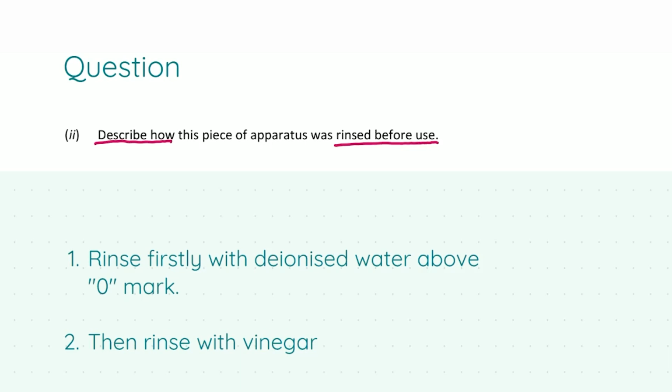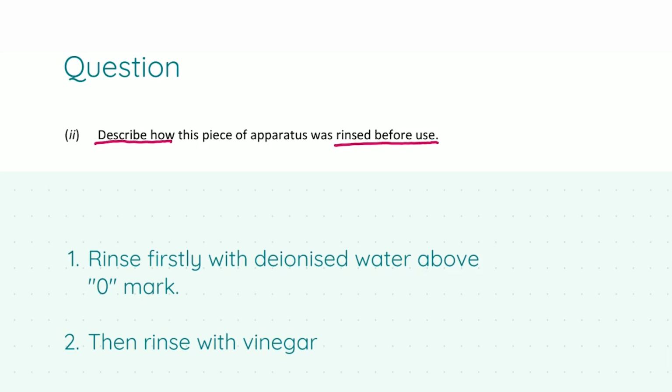Make sure you say above the 0 mark, because you want to make sure that all the surface area that will be used and that will be taken off by your solution is all cleaned. You want to make sure the entire piece of equipment is cleaned before using it. So that's why I've noted here the above the 0 mark. This year you got away without saying it, but it's always a safer option to say this.